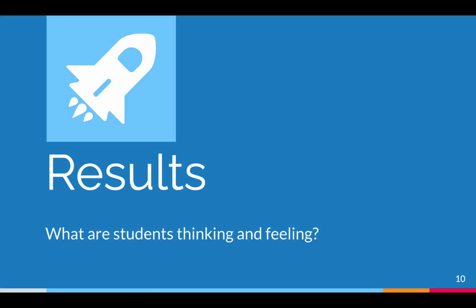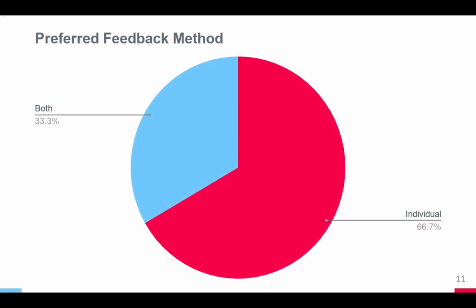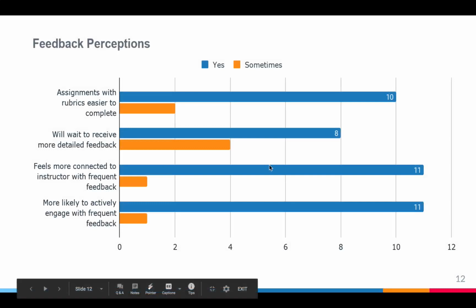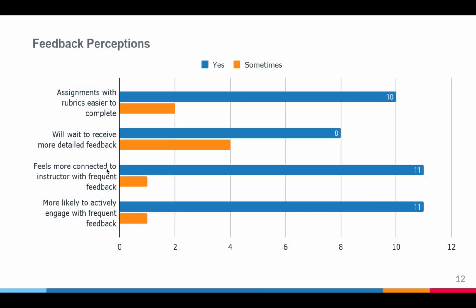And so the results, what are students thinking and feeling? Again, 66.7% of students prefer individual feedback. These responses really stood out to me from the Likert scale, where 11 out of 12 students feel more connected to the instructor with frequent feedback and are more likely to actively engage with frequent feedback.